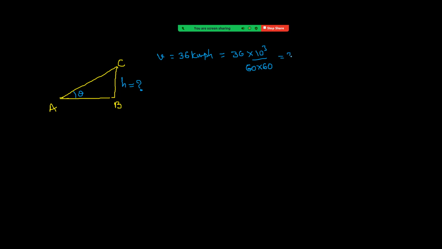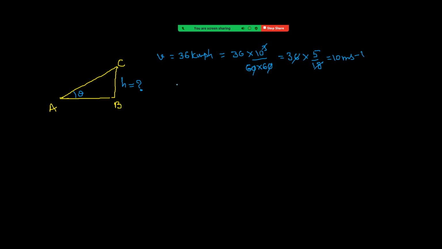This is now 36 into, so 2 zeros cancel here. Remain 10 by 36. That is 5 by 18. That means we have to multiply with 5 by 18 to convert into meter per second. This is now 2 times 5, which is equal to 10 meter per second.